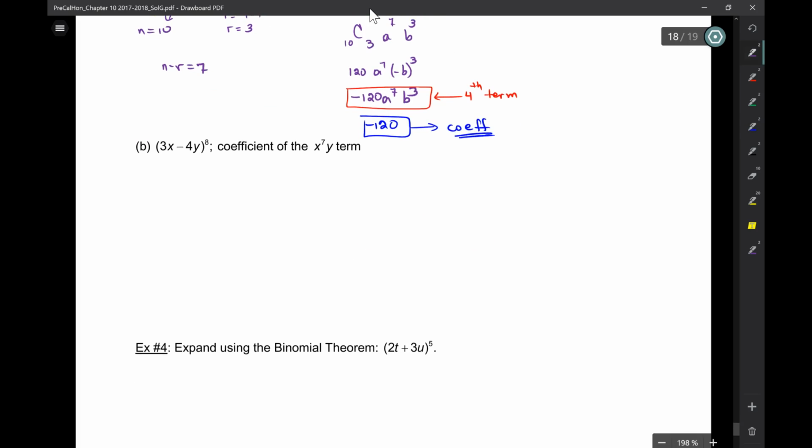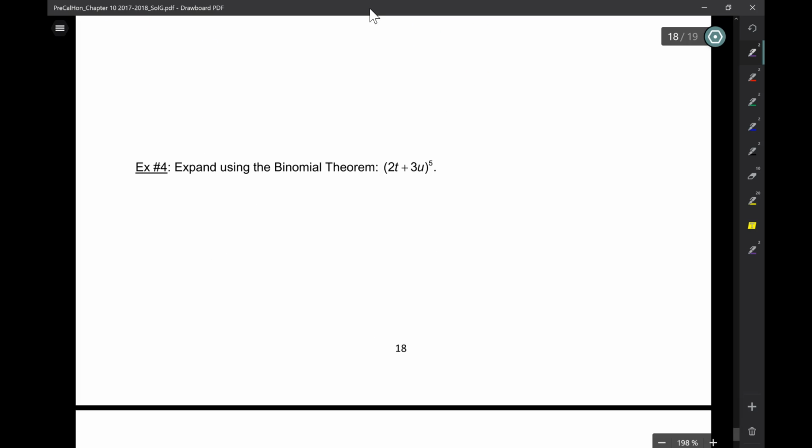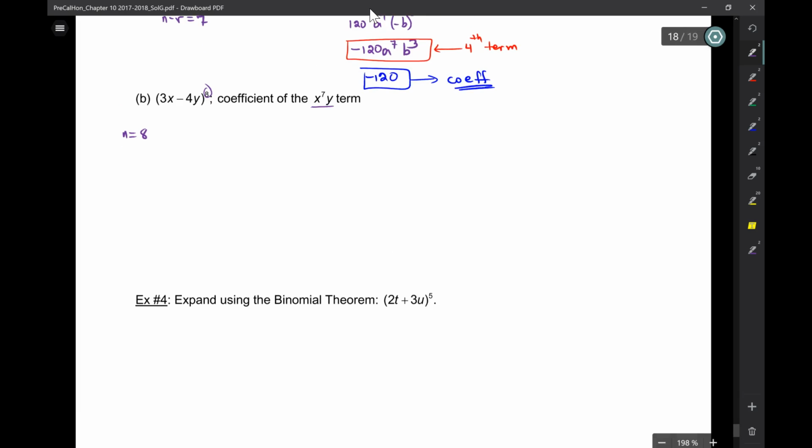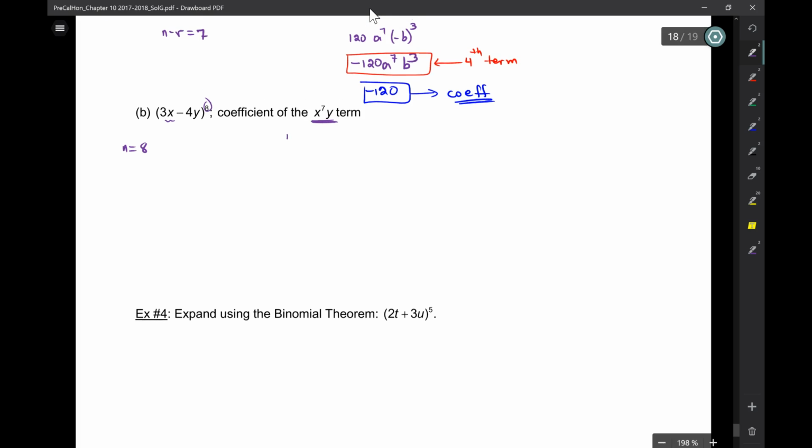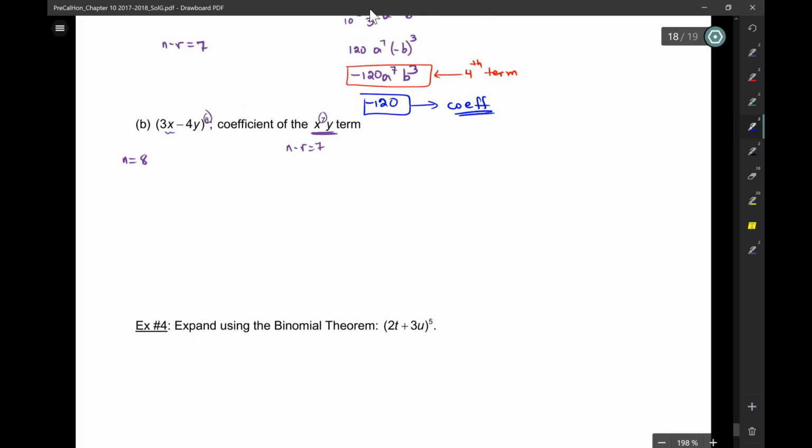All right, so here's another one. Coefficient of the, now it's asked differently, see? n is 8. We know that. That's cool. But now I'm not given which term by number. I'm told x to the 7 y term. So if a is 3x, is it the second? So what's r? What's n minus r? That's this one, 7. And then what's r? r would be 1, right? So it's the term when r is equal to 1.